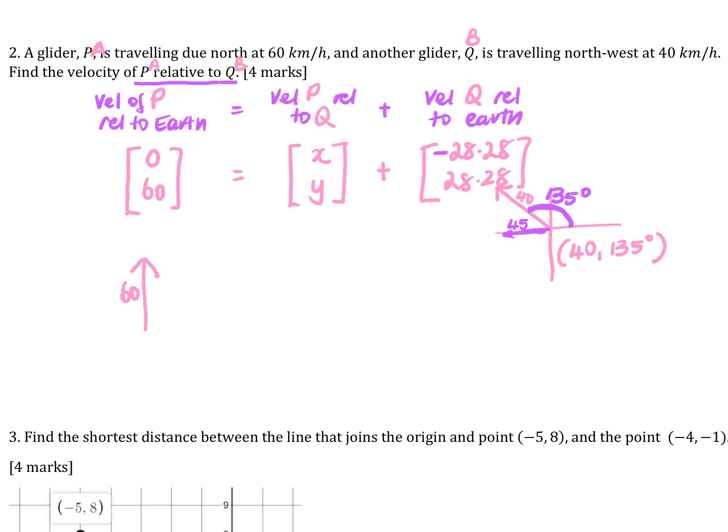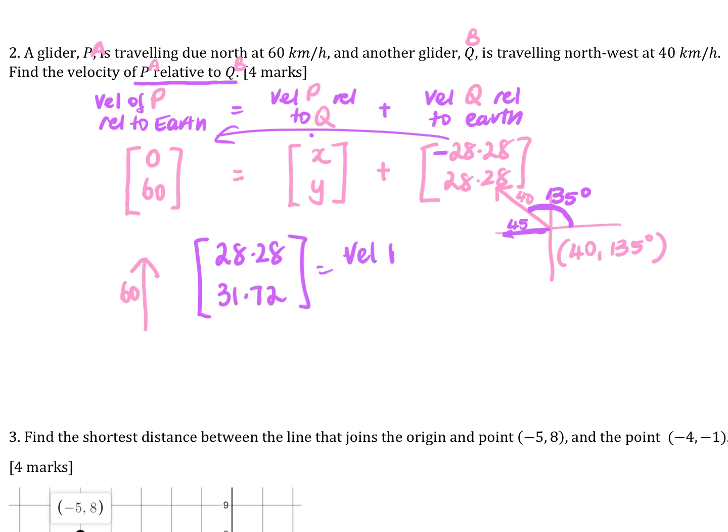Now, all I need to do here is to solve this. So I'm just going to move this over this side. So it's going to be 0 plus 28.28. It's going to give us 28.28. And then 60 minus 28.28 will give us 31.72. And that is what our velocity of P relative to Q is.